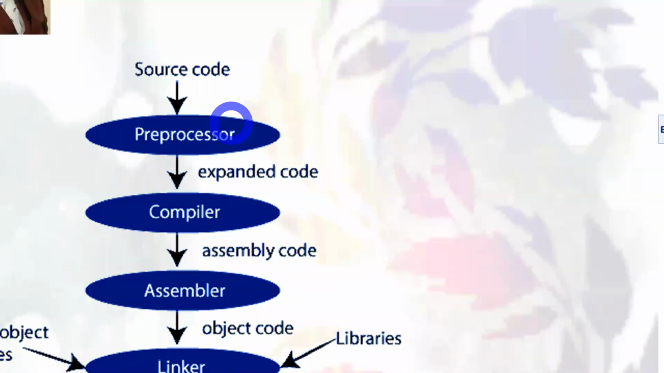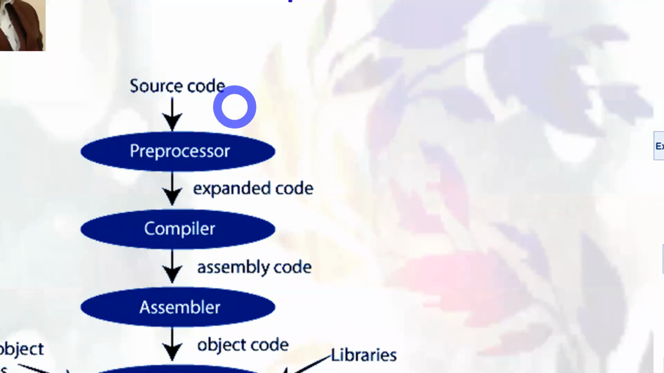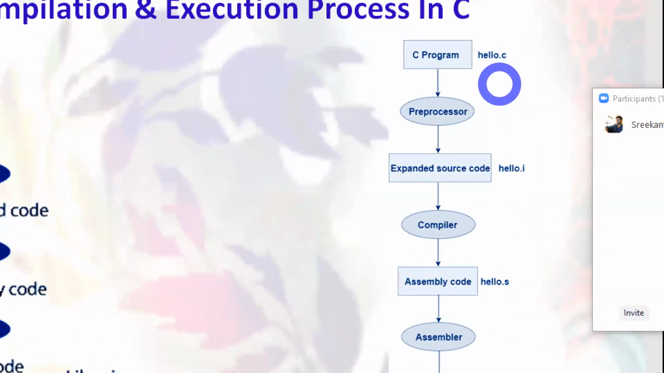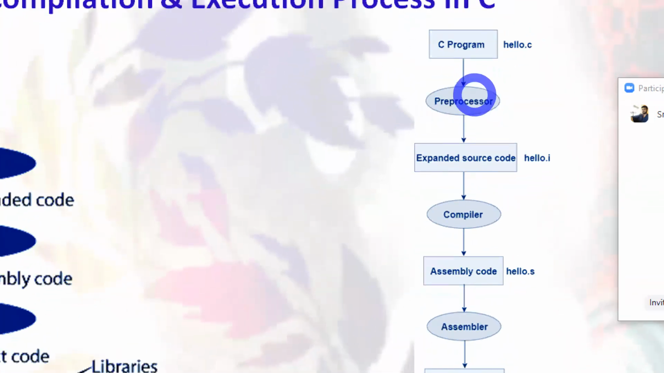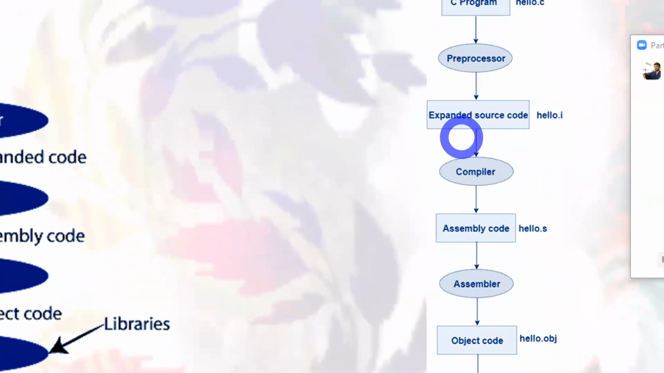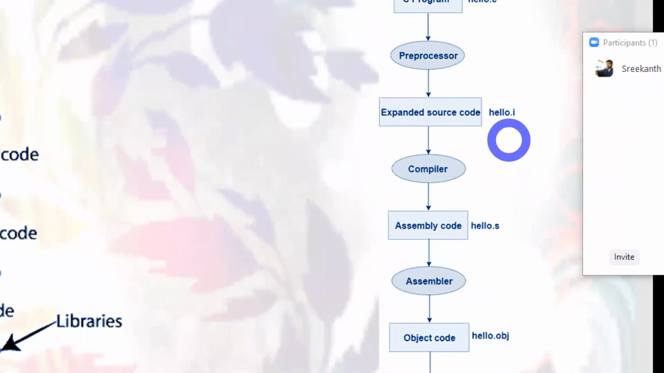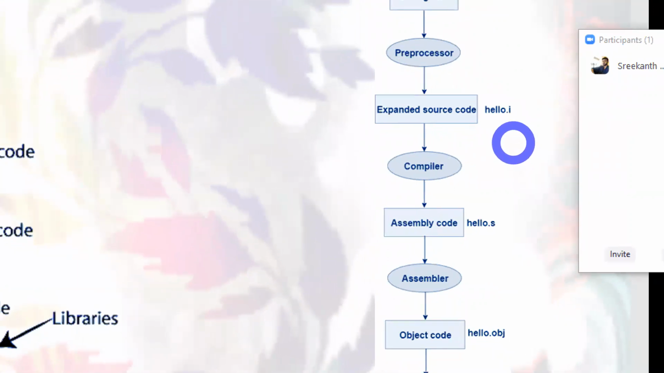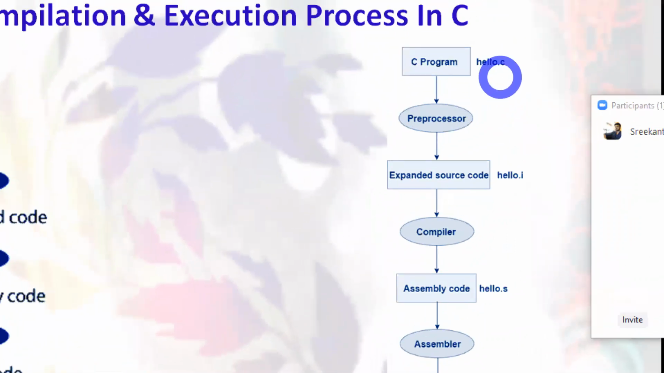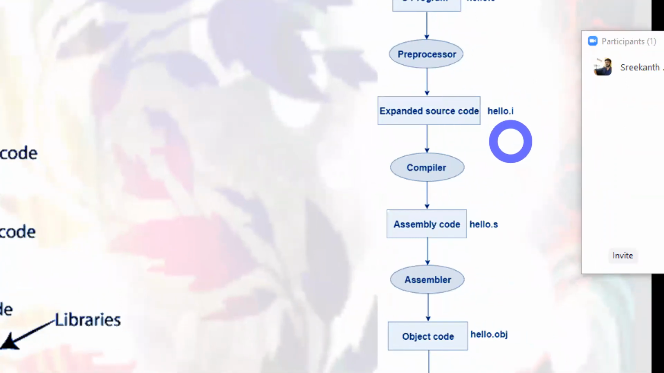The first phase of the compilation step is the preprocessor. It pre-processes the source code and generates expanded source code. Observe, here I wrote hello.c as an example C program. The preprocessor pre-processes it, and the source code is converted into expanded source code. Internally it is generated with the extension hello.i. We saved the application with the extension hello.c, and the preprocessor converted that source code into expanded source code with the extension hello.i.